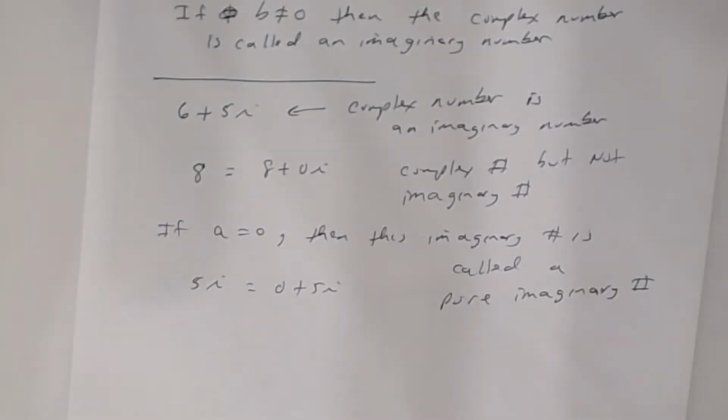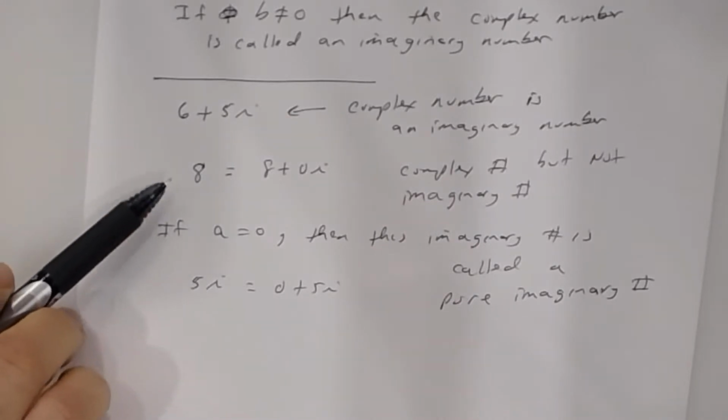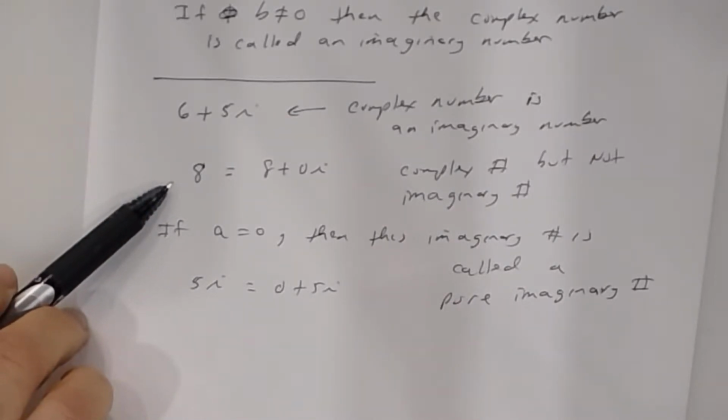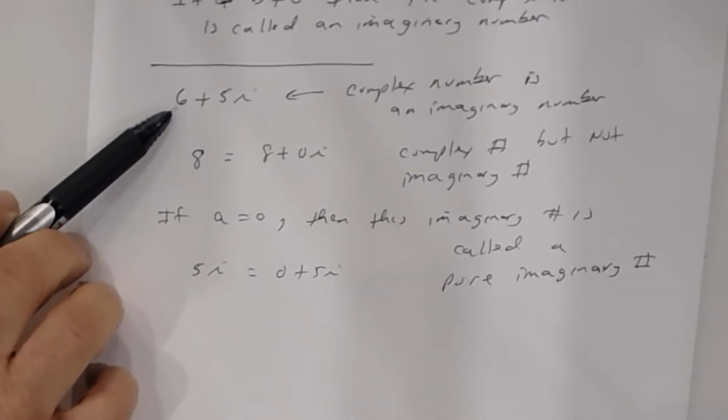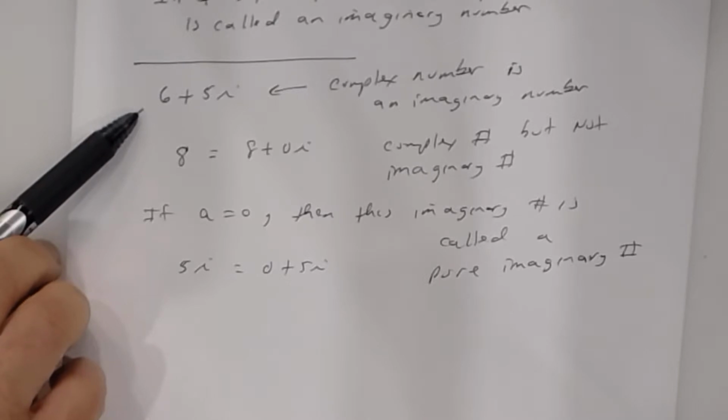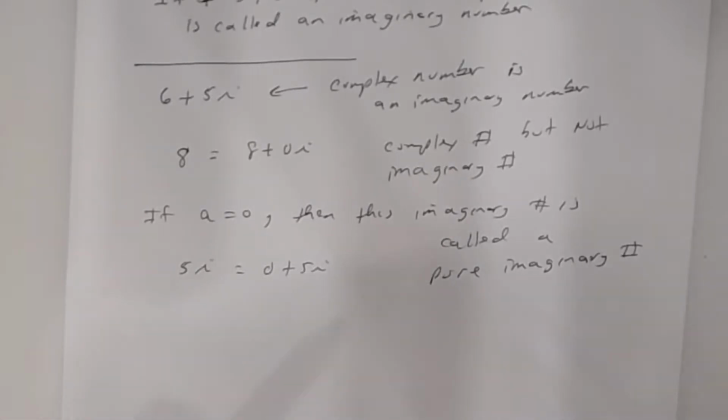So this imaginary number is called a pure imaginary number. In my math lab, they're going to ask you those words. Is the number 8 that we have here a pure imaginary number? No, for one thing, it's not even a what? Imaginary number. So it can't be pure. Is 6 plus 5i an imaginary number? Yes. Is it a pure imaginary number? No, because what is a here? 6. It must be what? 0.